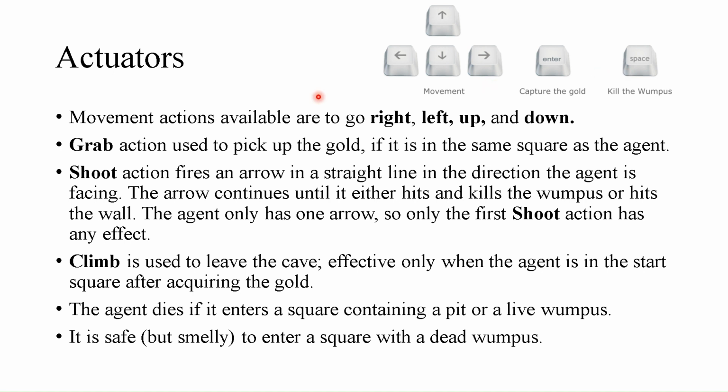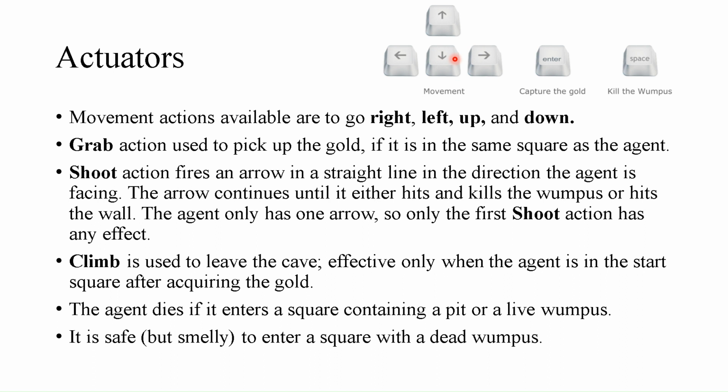So, now the grab action is used to pick up the gold. How do you know when you're at the gold? Well, see, the gold glitters, we'll get to that soon. And shoot action, as I mentioned, fires the arrow in a straight line. Now, how do we know where it fires? Well, you use the arrows to point to the direction where it shoots.